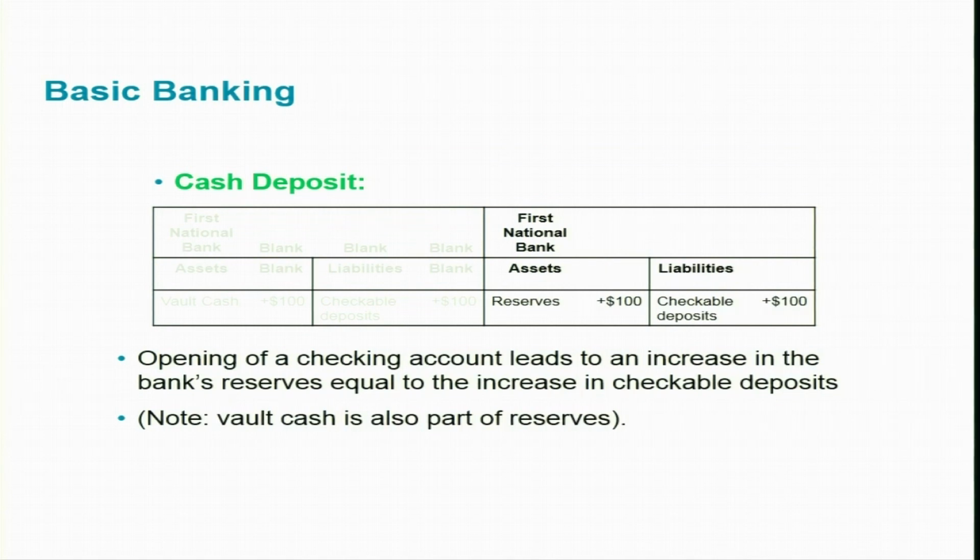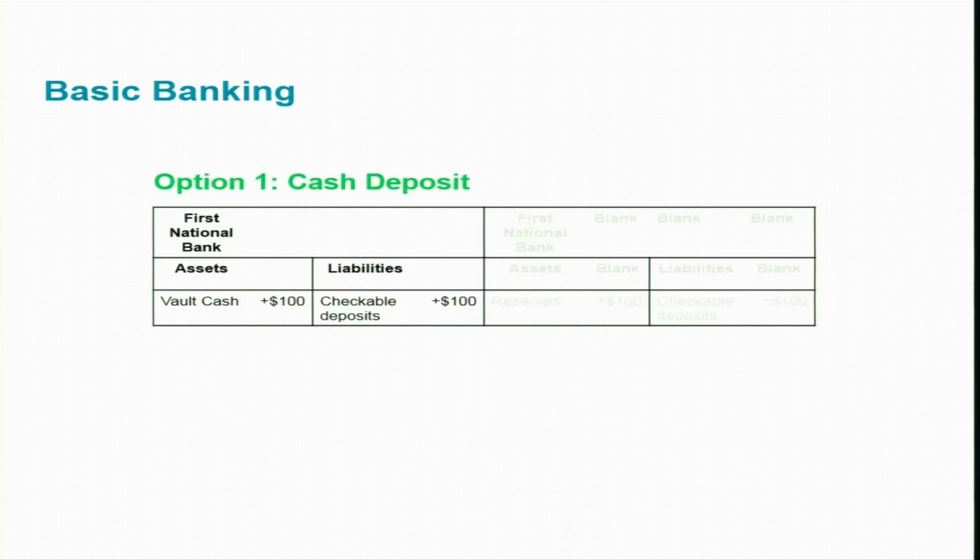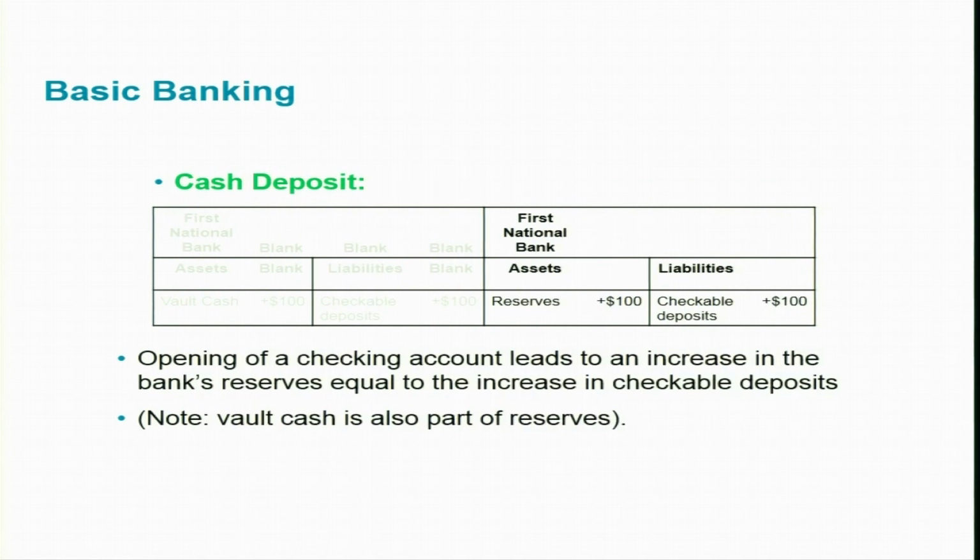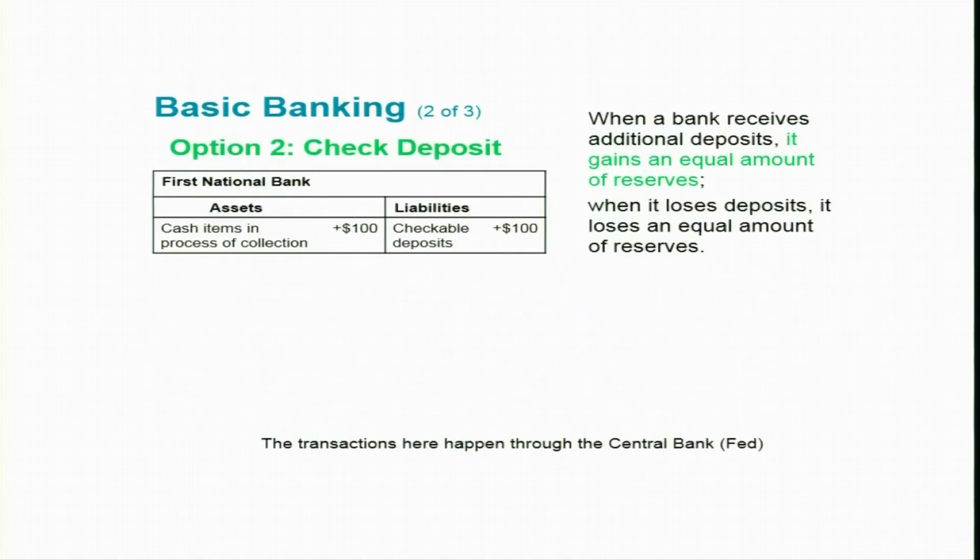So opening a checking account leads to an increase in bank reserves equal to the increase in checkable deposits. This vault cash, which I put under assets here, we will study in detail later; vault cash is also part of reserves. Now you can look at the bank's T account: reserves increased by $100, and checkable deposits also increased by $100. This is scenario 1.